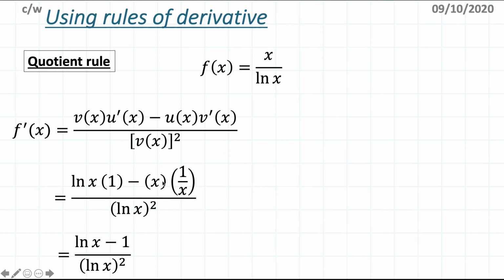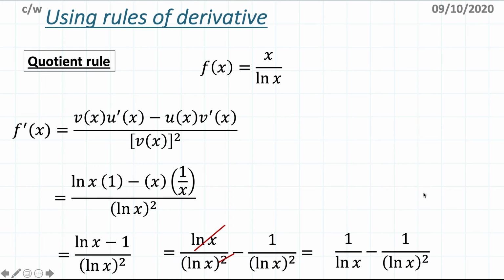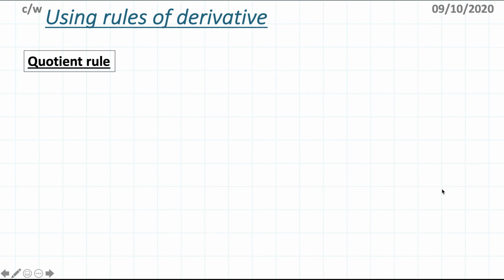Then I can simplify this. These x's cancel out, so I'm left with ln of x minus 1 over this. An additional thing you could do is split this up if you wanted to simplify it further. So the ln of x to the power of 2 goes to each of these values. It's like undoing a fraction. So you have this and this. I just gave the ln x to the power of 2 to each one. And then I can cancel these out. I'm left with 1 over ln of x minus 1 over ln x squared.